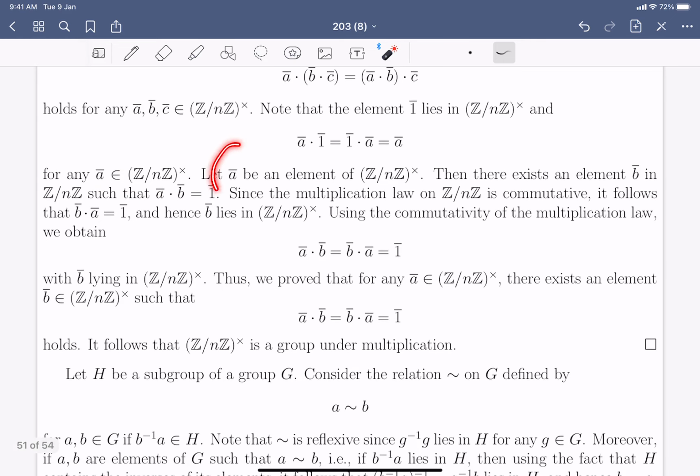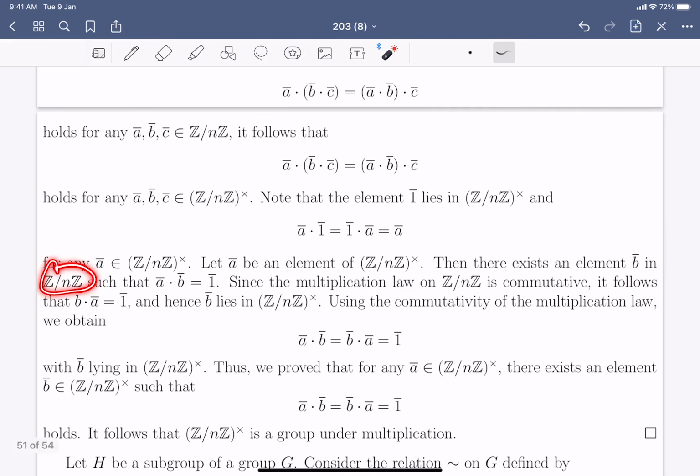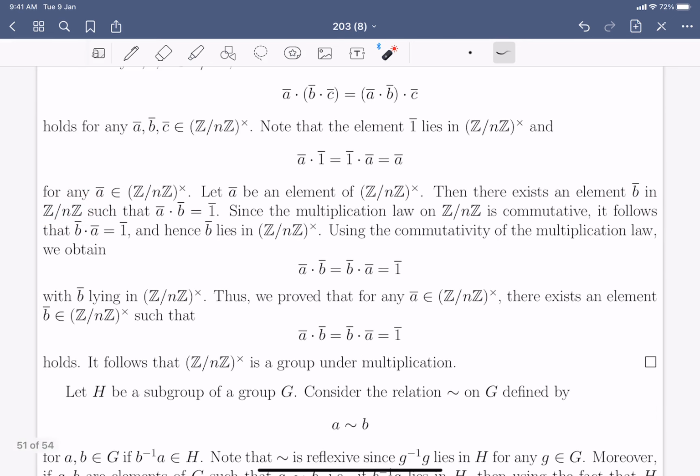And now if you pick an element a bar from Z mod n Z cross, then there certainly exists an element b bar inside Z mod n Z such that a bar b bar is 1 bar. You need to just observe that b bar is not only an element of Z mod n Z, it is an element of Z mod n Z cross. That is very easy to see using the commutativity. Since you have that a bar times b bar is 1 bar, you know that b bar times a bar is also 1 bar.